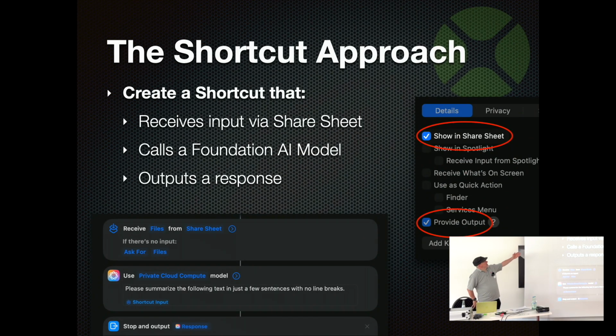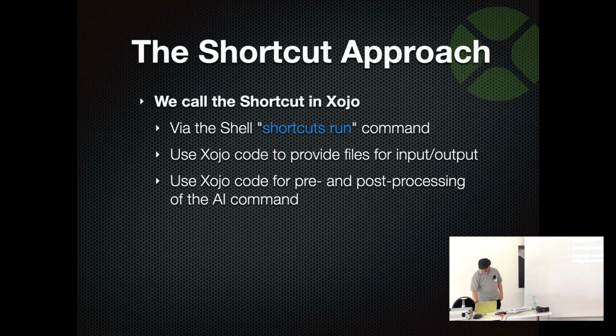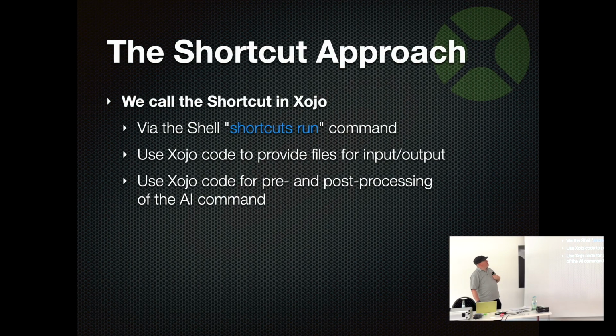So basically, like I said, it receives the input, calls the foundation model, outputs a response. Pretty simple. Within Xojo itself, we call it via the shell. The command is actually called shortcuts run. And then you have the name of your shortcut, and then there's a couple parameters you use to set the file or files that are being sent in, and an output file that will be used for outputting.